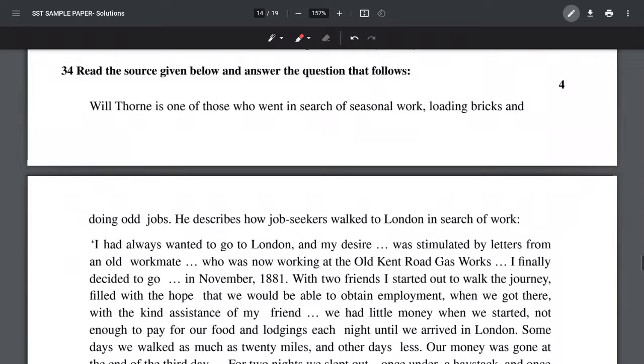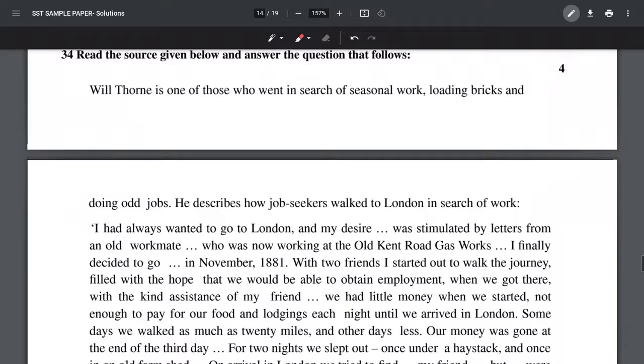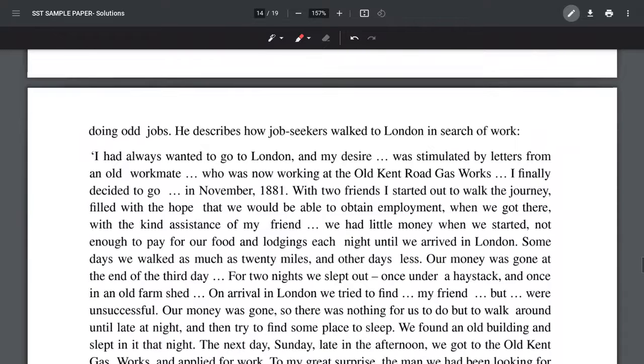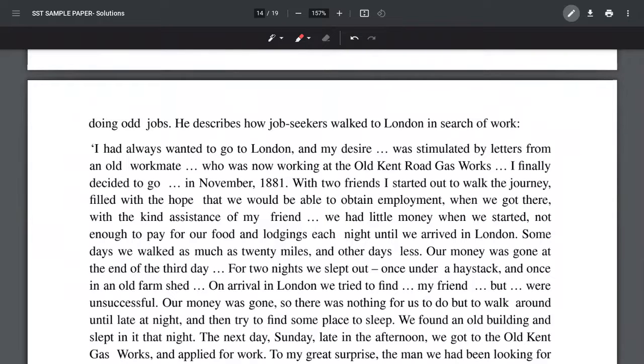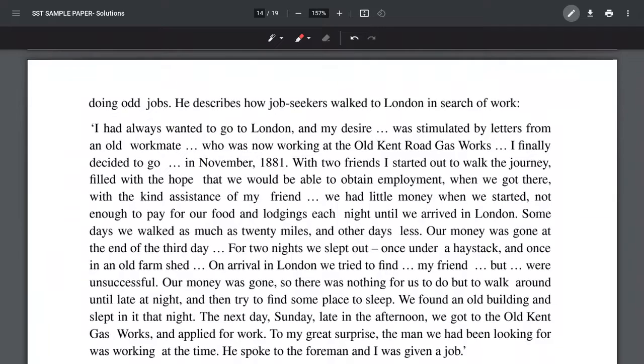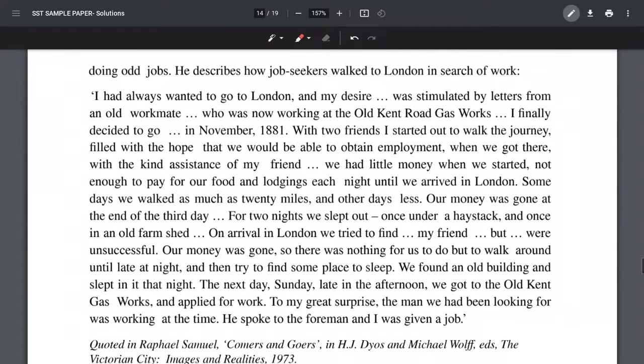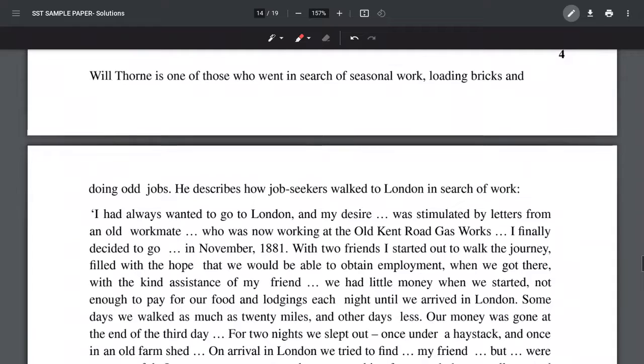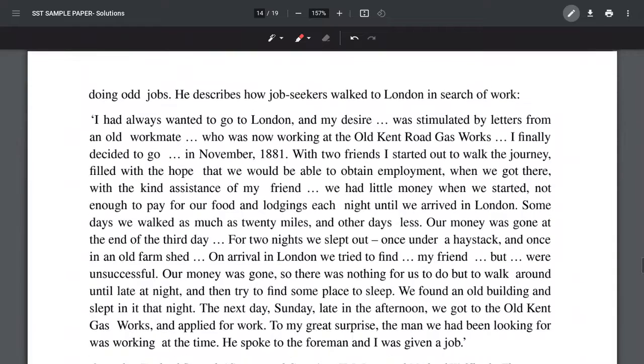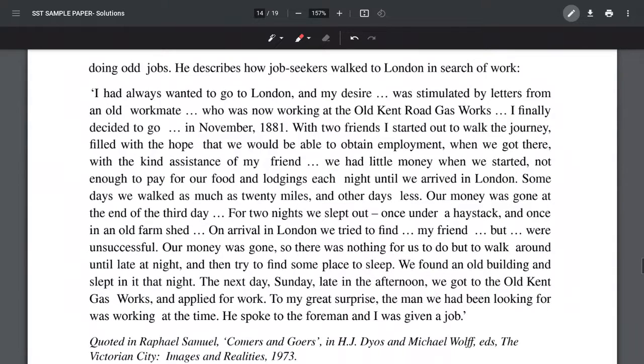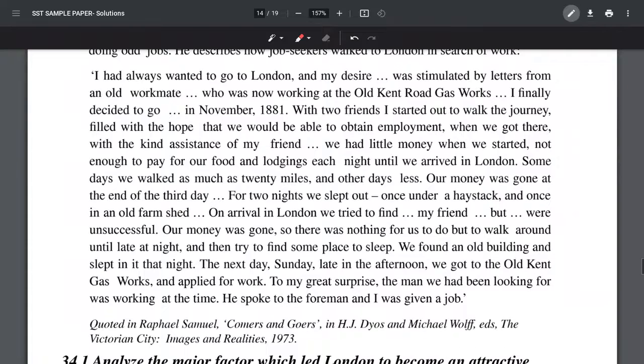Will Thorne is one of those who went in search of seasonal work, loading bricks and doing odd jobs. He describes how job seekers walked to London in search of work. So basically, this is written by Will Thorne, telling what happened in London for job seekers. I had always wanted to go to London, and my desire was stimulated by letters from an old workmate who was now working at the Old Kent Road Gas Works.